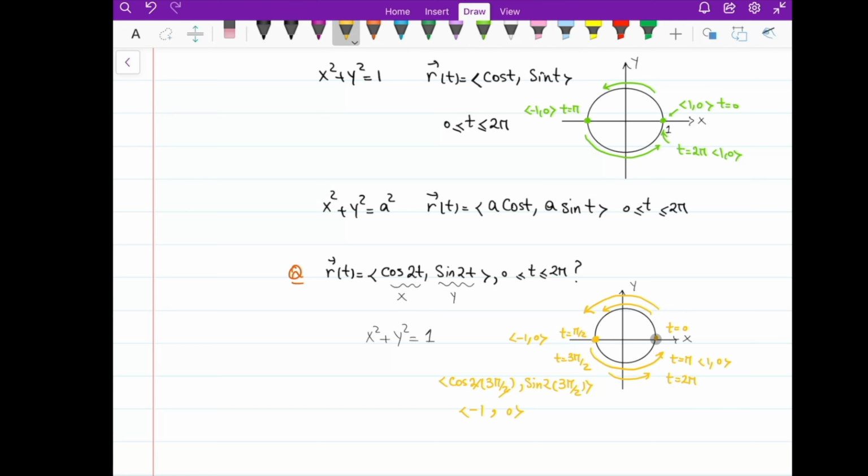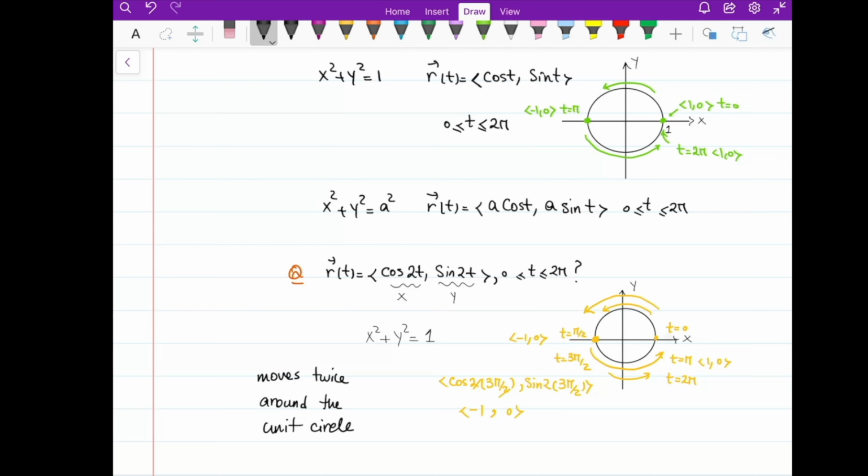So this curve moves twice around the unit circle.